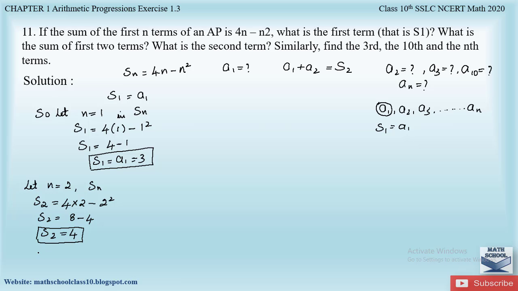But what is S2? The sum of the first two terms is given by a1 plus a2. This we already know. By using this equation, we can find the second term: a2 is equal to S2 minus a1. We also know that a1 is nothing but S1. So we can write a2 is equal to S2 minus S1, and by using this we will get the second term.